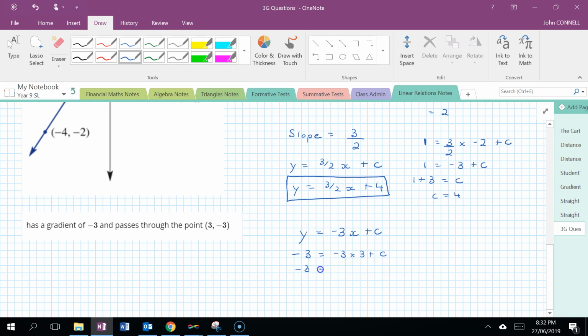So minus 3 is equal to minus 9 plus c. And then if I add 9 to both sides, that 9 is going to cancel out. So I'm going to get c is equal to 6. So y is equal to minus 3x plus 6. And I hope that clarifies some of the questions you may have had from doing the homework.